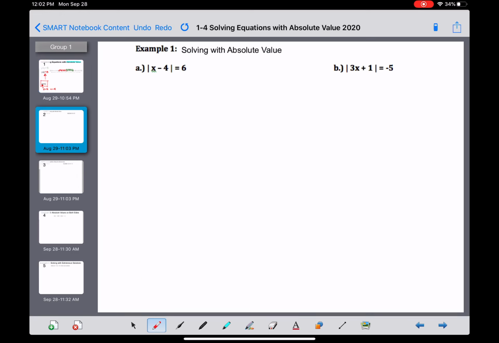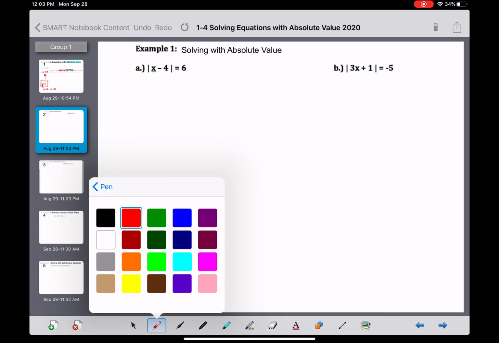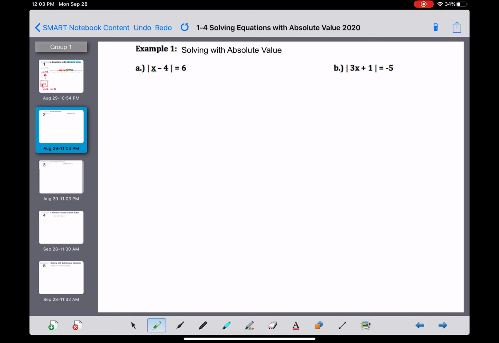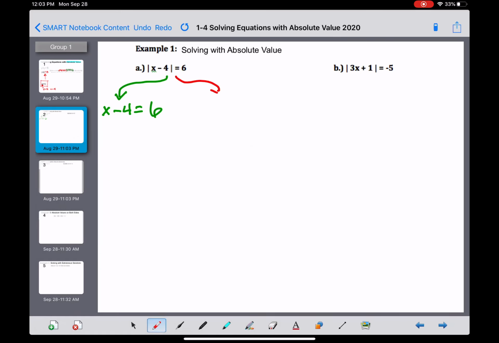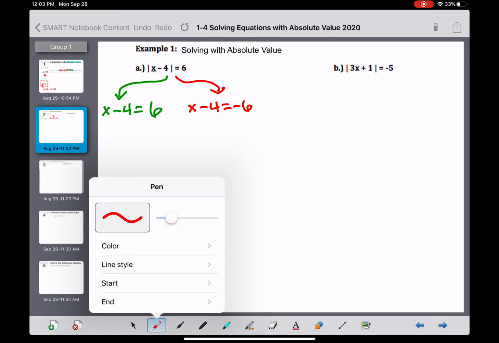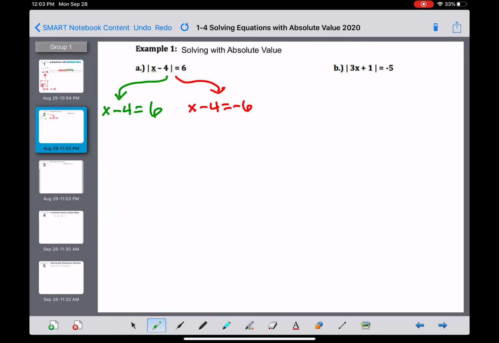So for example 1, we have the absolute value of x minus 4 is equal to 6. I like to start off by splitting my equation into two sides. One to represent positive 6, so I'm going to write x minus 4 is equal to 6. And one to represent negative 6, so I'm going to write x minus 4 equals negative 6. The reason I'm doing this is because there are two different ways to get 6 when taking the absolute value. If I take the absolute value of 6, I get 6. If I take the absolute value of negative 6, I also get 6. So I have to solve two times.